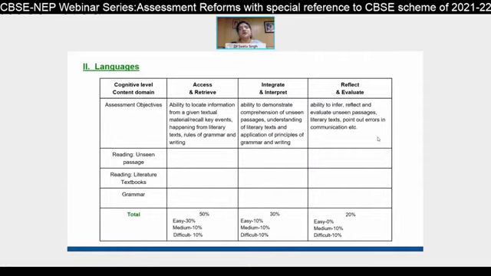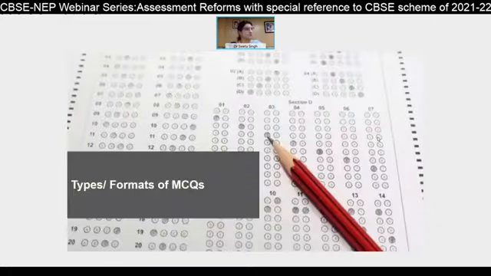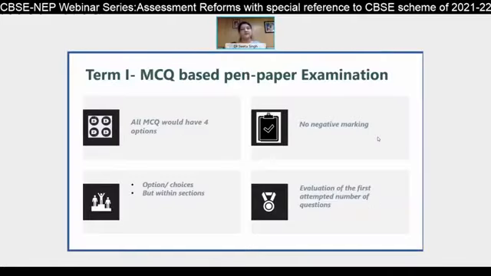For the languages, once again, broadly, we have 3 different categories of assessment objectives. However, these would be sectioned into reading, in unseen passages, into literature and grammar. So all these details are already available for the teachers and the schools in the curriculum document for each subject. Let's move ahead. Next slide, please. Let's go to the next slide.